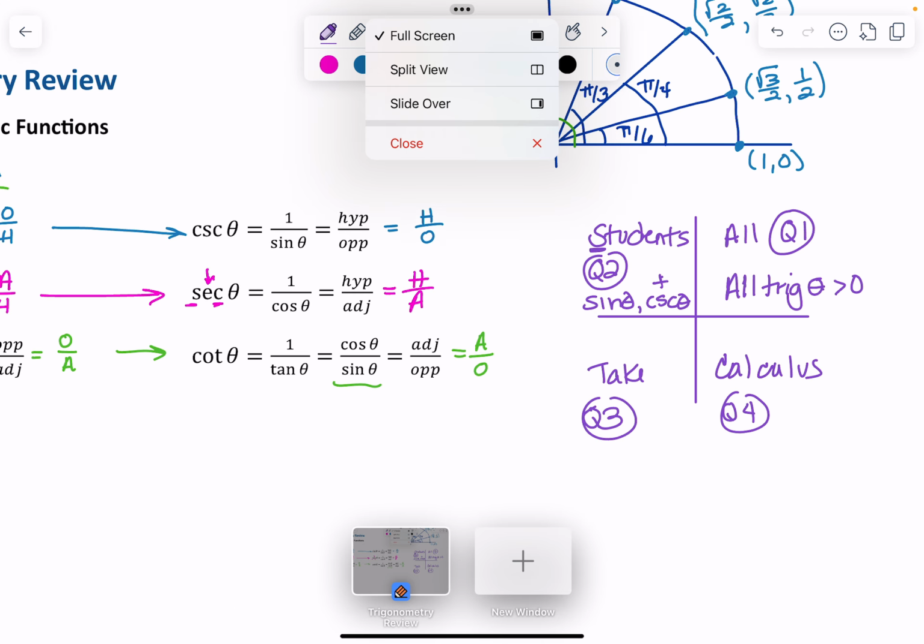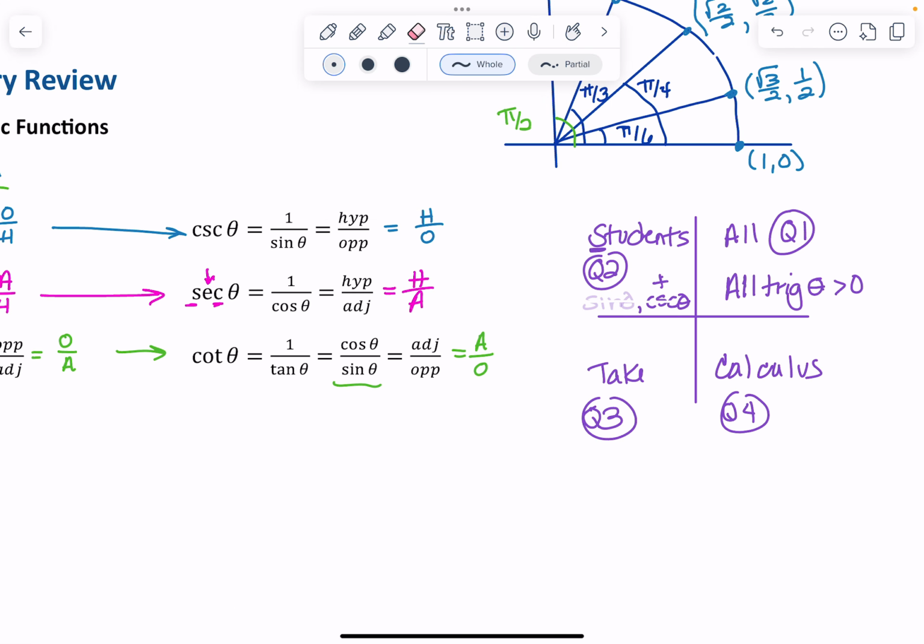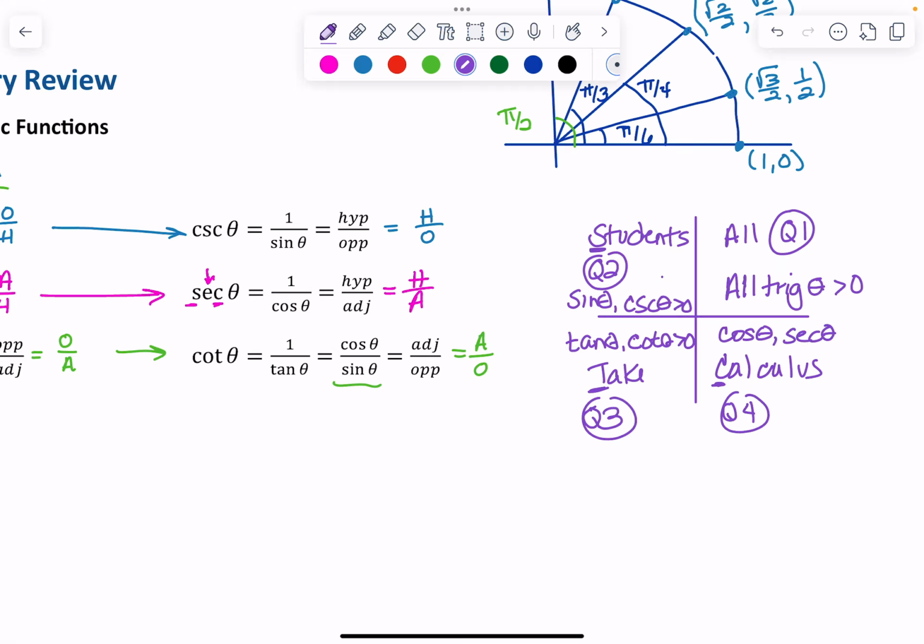Let me write that a little bit differently, over just a tad. Sine theta and cosecant theta are greater than 0. Down here, the T goes for tangent theta and its reciprocal cotangent theta, those are greater than 0. And over here, my C for calculus is cosine theta and its reciprocal secant theta, those are both greater than 0. So that tells me where I have things that are greater than 0.